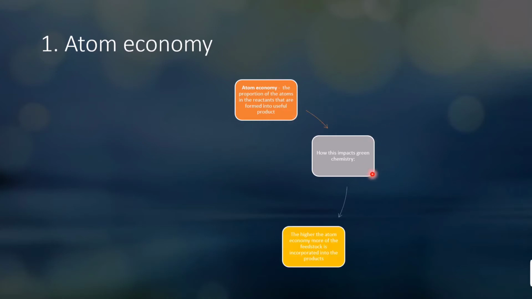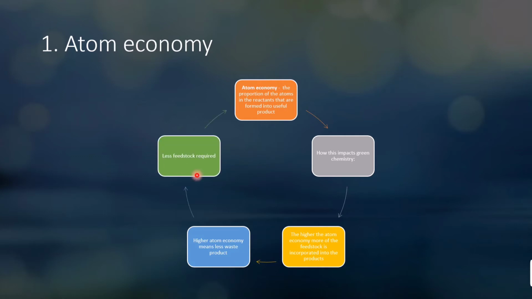If we increase our atom economy, it means that more of our feedstock, our raw materials going into our chemical process, would be incorporated into the products. This higher atom economy, more of our atoms in our reactants being converted into our useful products, means that we get less waste. This makes it more environmentally friendly because we don't have to dispose of this waste. It overall makes it a more sustainable process. It also means that less feedstock is required, because if less of our atoms are going to waste, more of it's going to the product. So we can use less feedstock, less reactants in the long run.